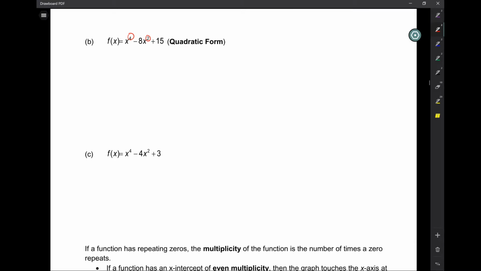So now when we factor these, first of all, what is the maximum number of zeros? 4. And turning points? 3. Okay, so let's factor this. We're going to set it equal to 0 first. Now when you factor, it's x squared and x squared, right? And minus 3.